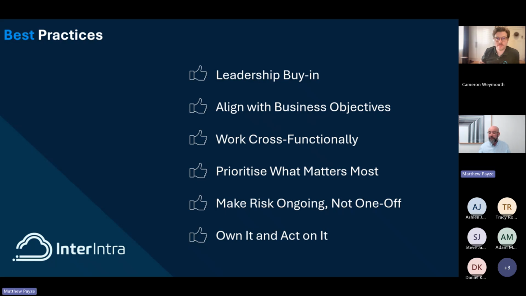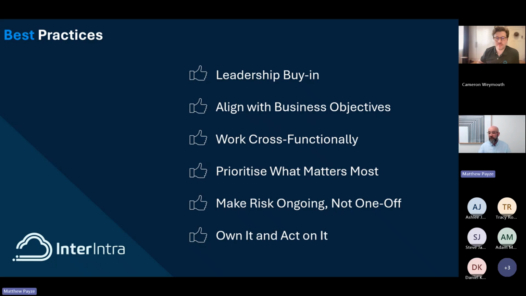Working cross-functionally, right? I've mentioned this before, involving various departments and key people from the beginning. So whether it's IT, HR, maybe legal and compliance, operations, leadership, executives. It'll provide better insights and you'll get that buy-in from those people. Prioritize what matters the most, right? If we're using consistent risk ratings like likelihood and impact, we've defined our business impact analysis, etc. Let's focus on what matters the most to us, okay? Focus on high value, high risk areas first.